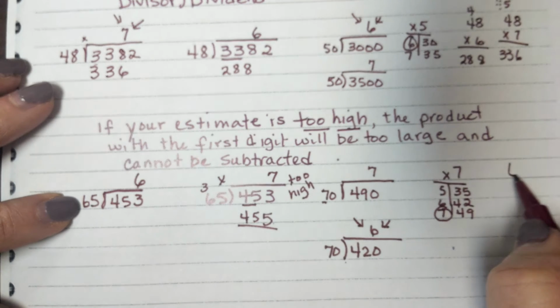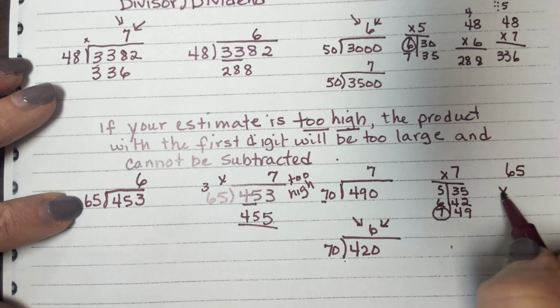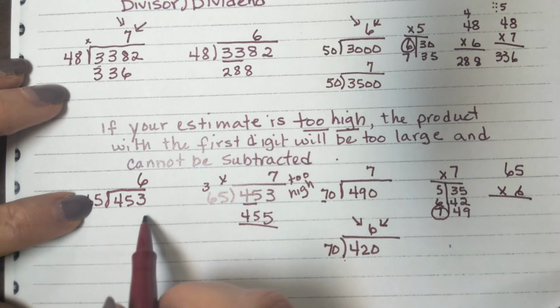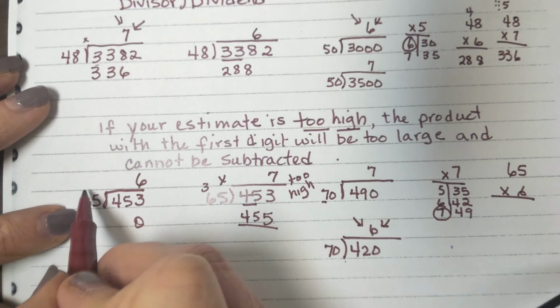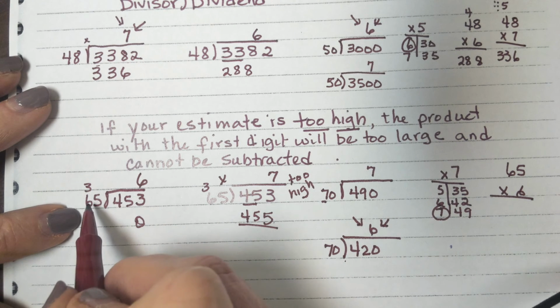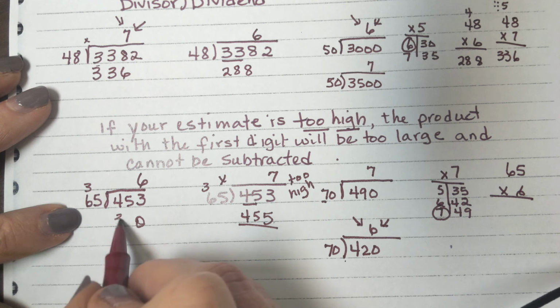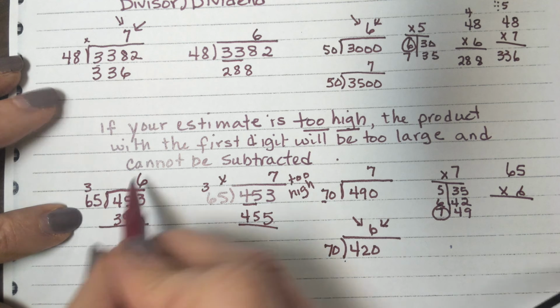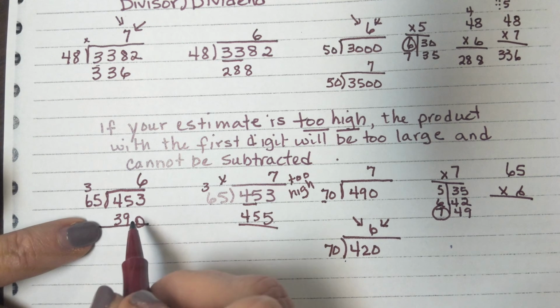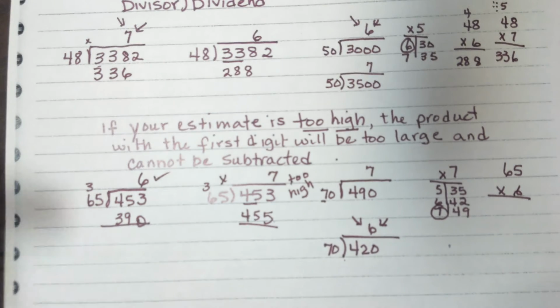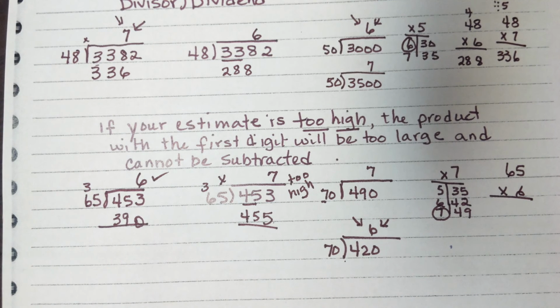So I can take 65 and multiply it by 6. Or I can do 6 times 5 is 30. Carry my 3. 6 times 6 is 36, 37, 38, 39. 390. That's a lot closer than what I had before. So I'm going to assume 6 is going to be the digit I want to go with.